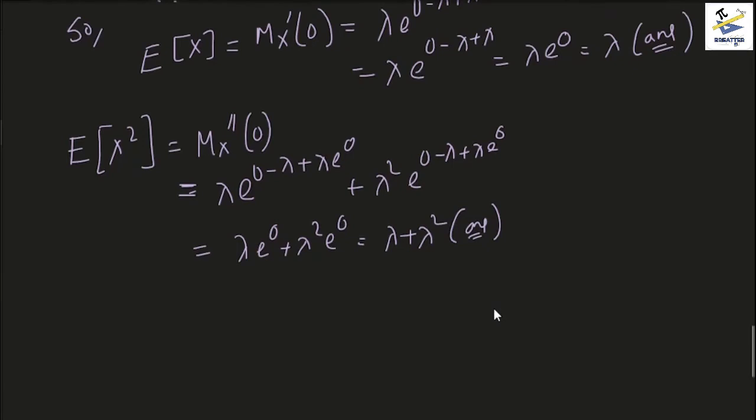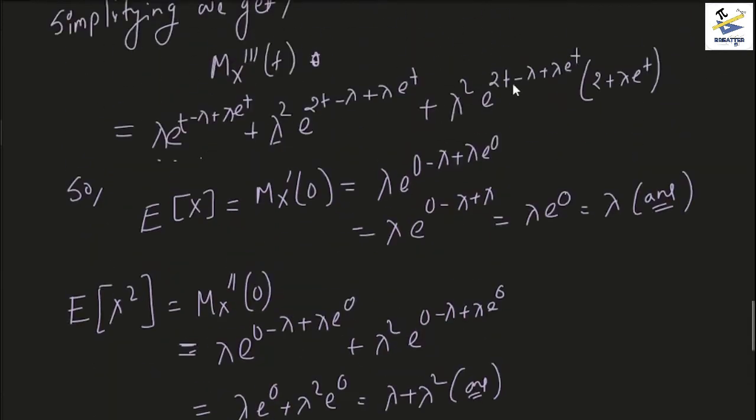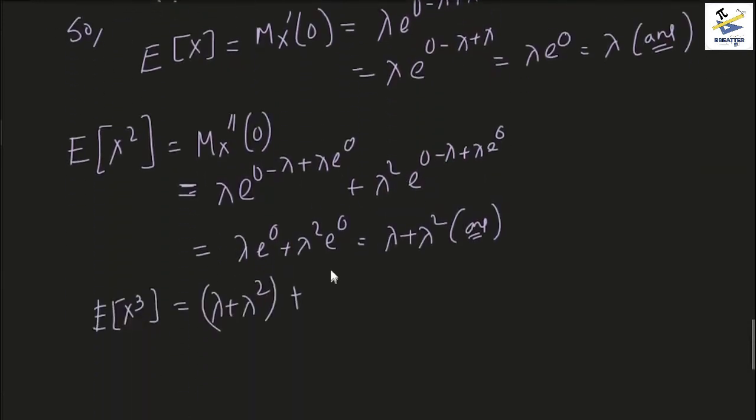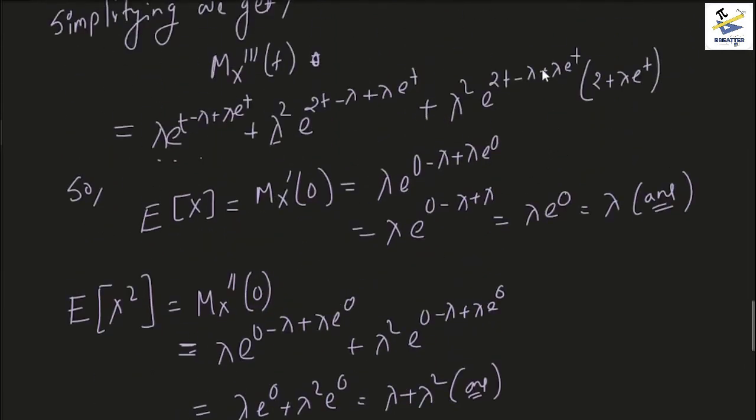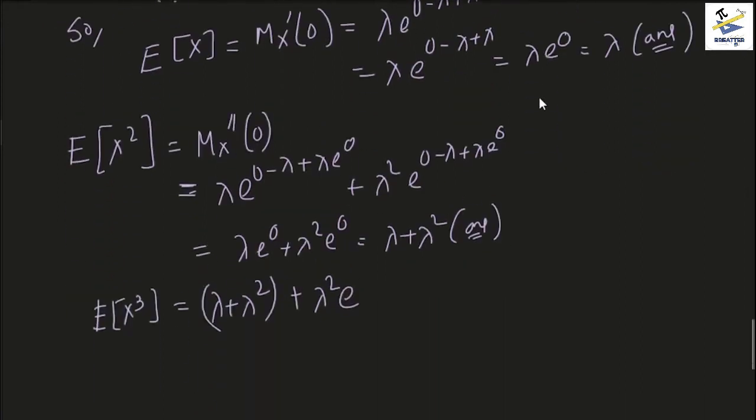And for the third moment, as we can see above, the answer is this. So we already know the first two parts give you lambda plus lambda squared, and let's do the last part, which is this one. This is lambda squared into e to the power how much, 2t minus lambda plus lambda e^t, into 2, plus lambda e^t. So 2t minus lambda, so 0 minus lambda plus lambda e^0 into 2, plus lambda e^0.